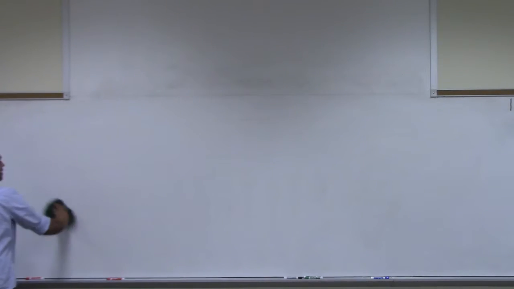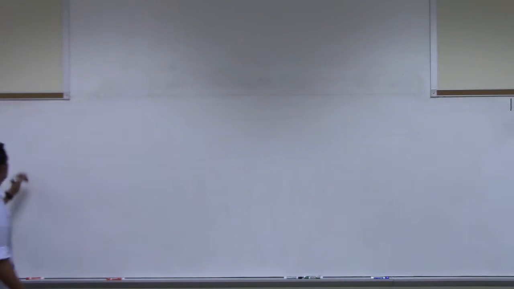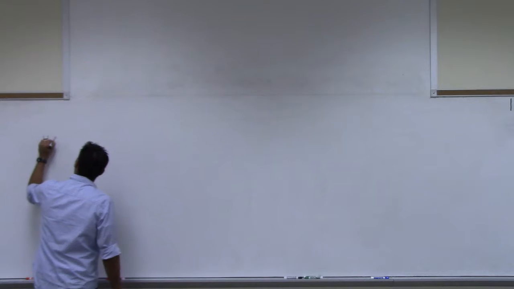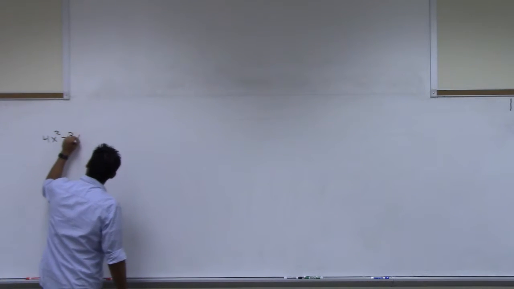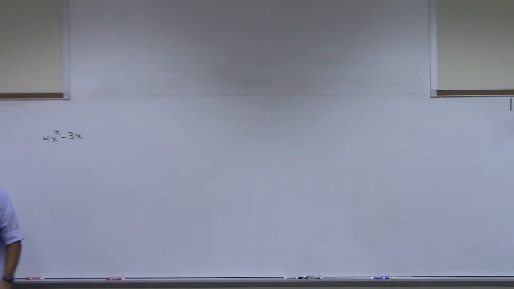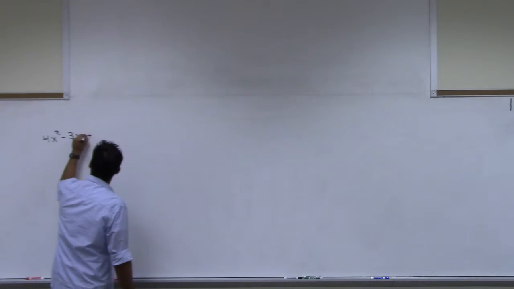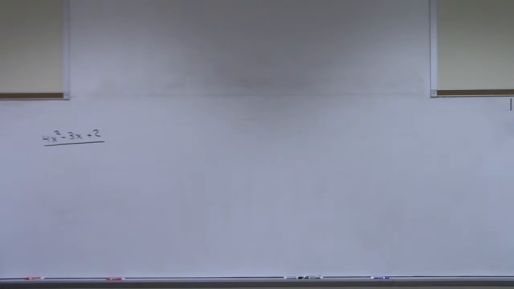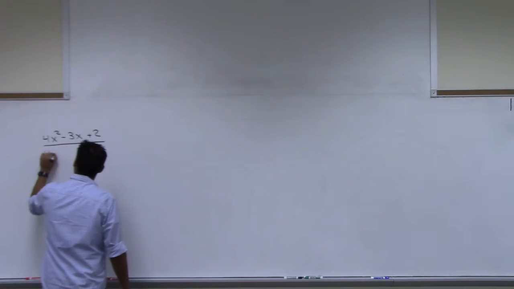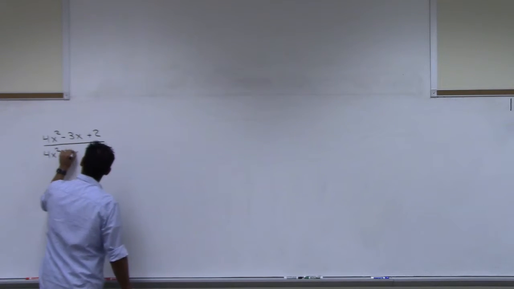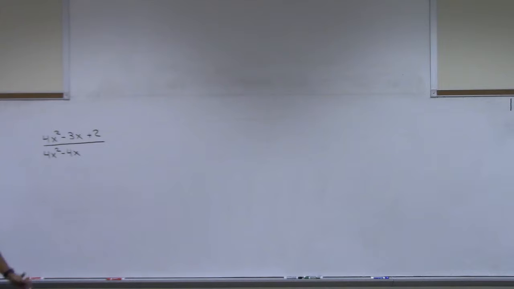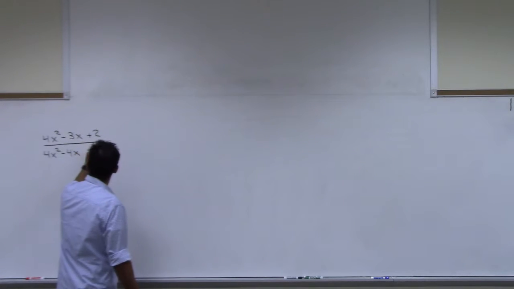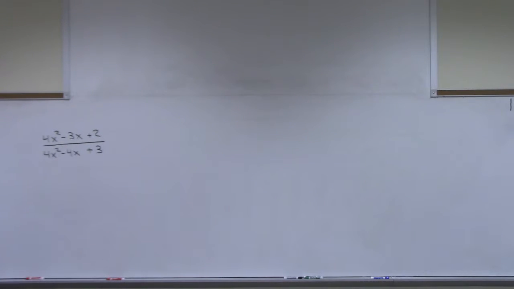Okay, last one here is 4x squared minus 3x plus 2 over 4x squared minus 4x plus 3. So we want to do our partial fraction decomposition here.